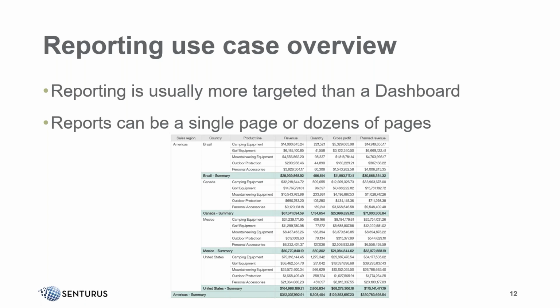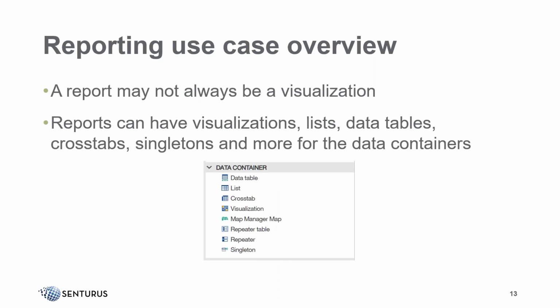And most important, especially given what I just said, reports are not always visualizations. Reports are going to be different things. They're going to be lists. They're going to be data tables. And for those of you who haven't looked at data tables yet, I encourage you to check them out. Okay. You can finally freeze your headers. Woo! We've got things like crosstabs, singletons, and there's repeater tables, being able to do the old map manager maps for when you have to print. All of those things are still only in the reporting interface.